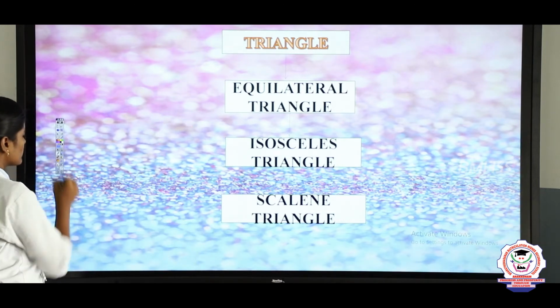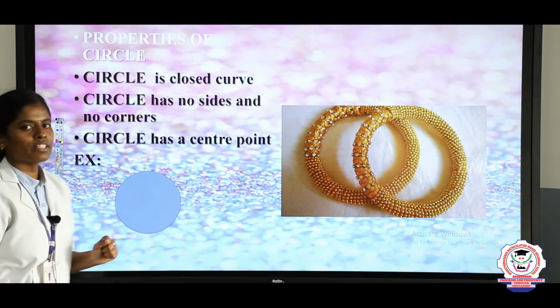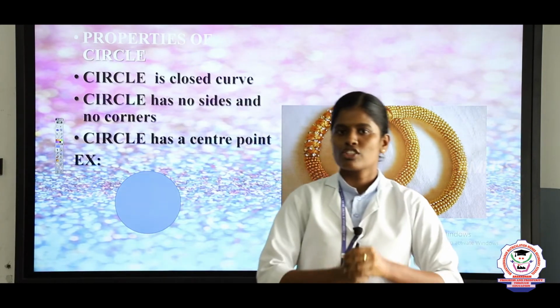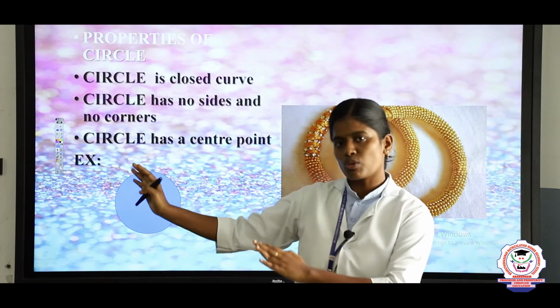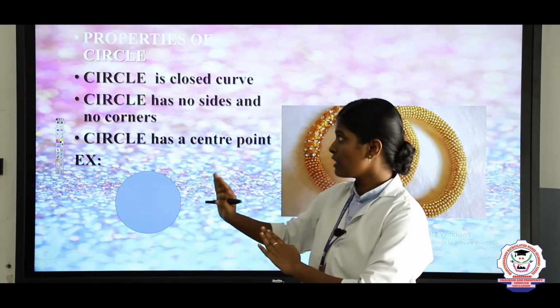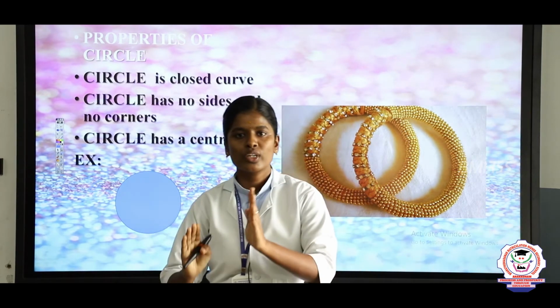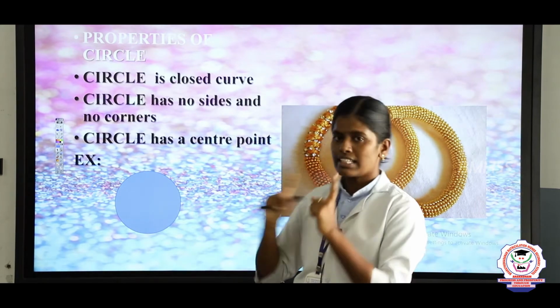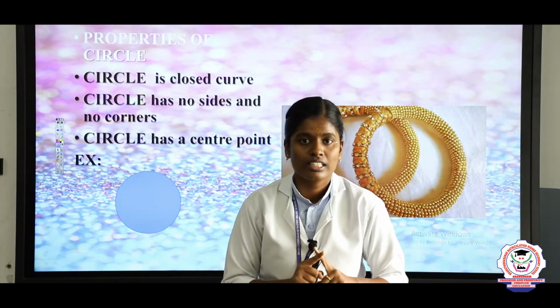Next we will see the properties of circle. This is our today's last topic. So what are the properties of circle? Circle is one of the 2D shapes and it is also called a basic shape. Listen, circle is a closed curve.